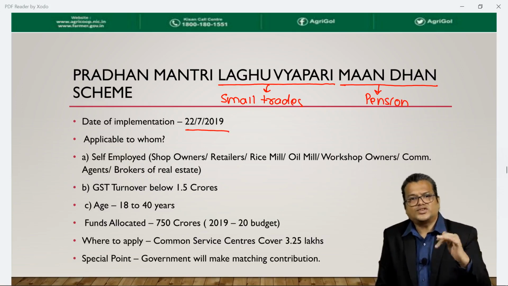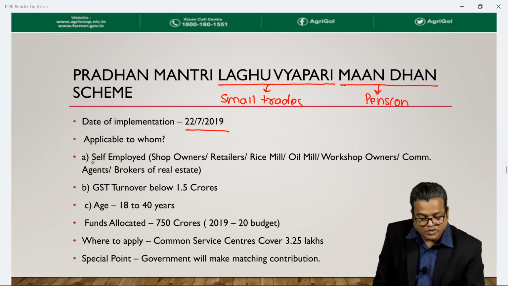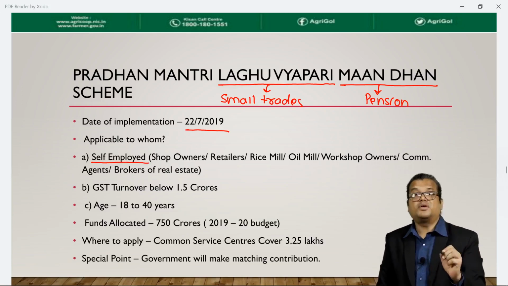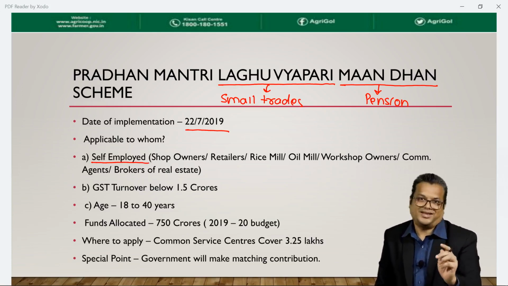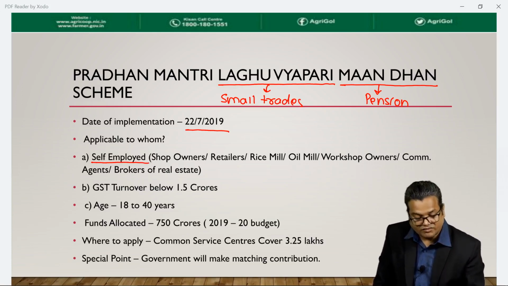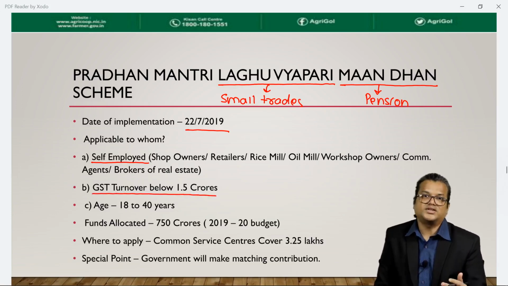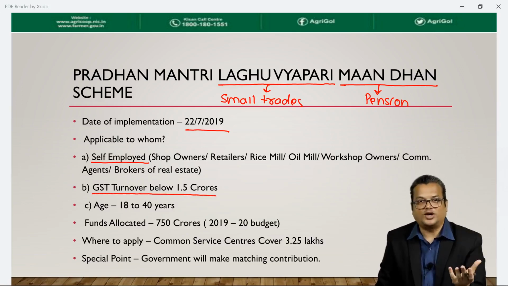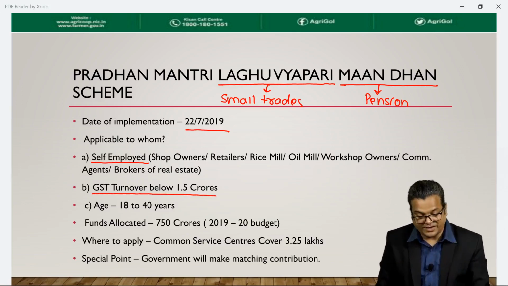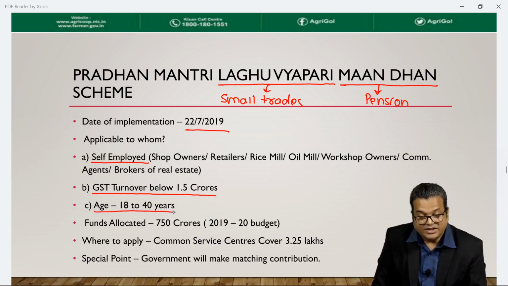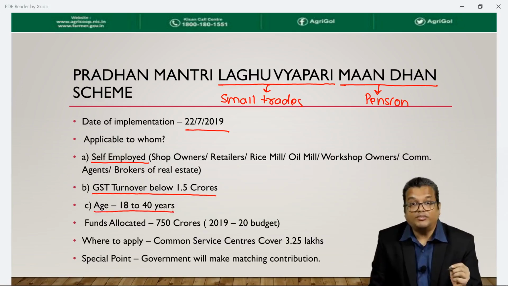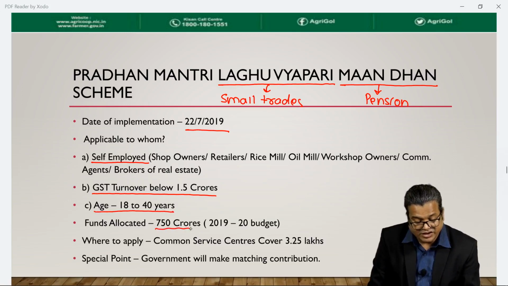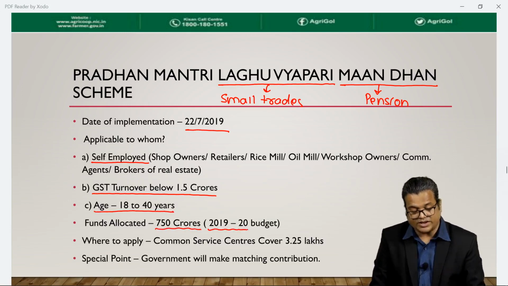Obviously now this is for small traders. So all those people who are small traders, self-employed, everybody can apply for the scheme. But then obviously there will be some conditions. One of them is GST turnover below 1.5 crore. But obviously friends, anything above that, obviously they will not be counted as small traders. So the limit is specified. Age limit 18 to 40. Government has allocated 750 crores in the budget of 2019-20.